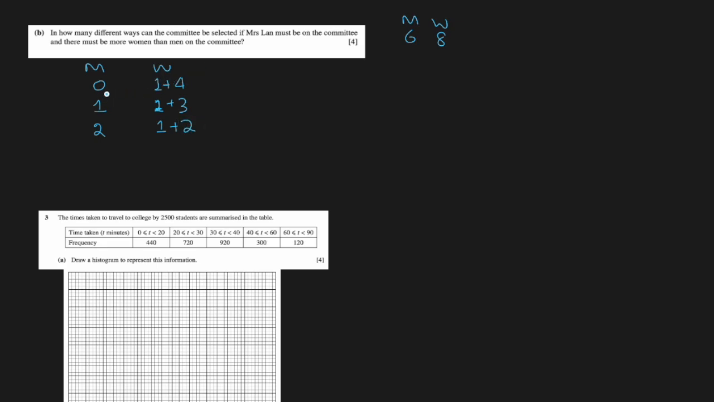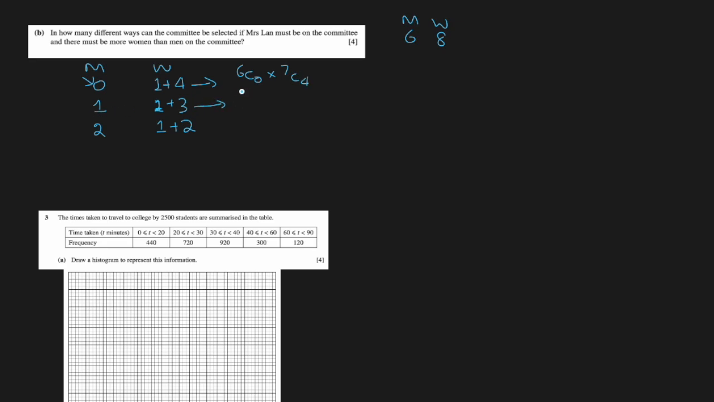Now, since we have to select 0 men out of 6, we can write 6C0, though it is 1, let's write it. So this one becomes 6C0 and we need 4 women out of, sorry, not 8, 7, because Mrs. Lynn is already there. So we'll have 7 women available, from where we have to select 4 women.